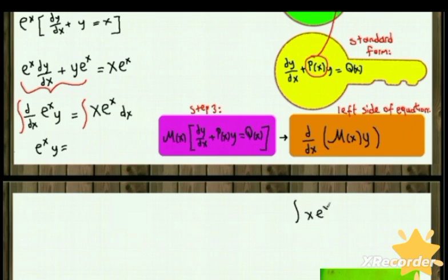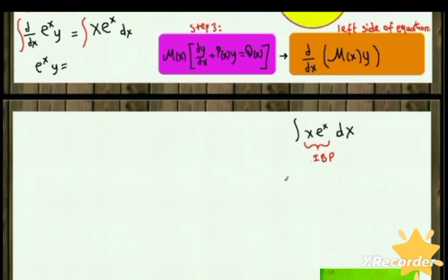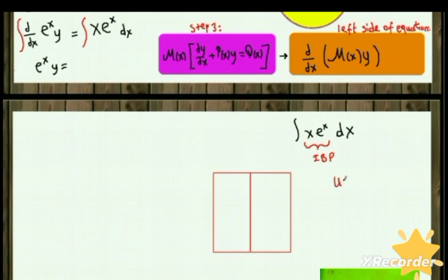Integration of x e to the x is the integration by parts technique. Differential equations require high knowledge of integration techniques. Let's see how integration by parts works. So we have two methods here. You can either use the tabular method, or you can use the formula, which is u times v minus integral of v du. So either we're going to go this path or the tabular method path. Let's see both of them.